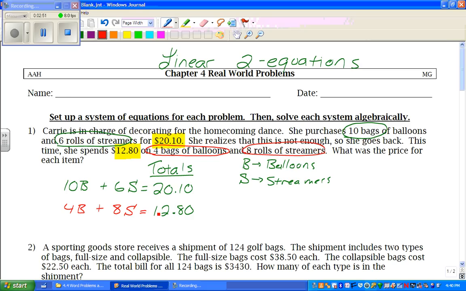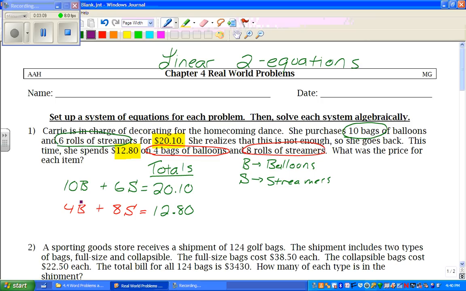I don't care how you solve it. You can solve it through substitution. You can do elimination. I personally think elimination is going to be a little bit easier. So I'm going to try to get opposites. For 4 and 10, the closest I can get these are 20. For 6 and 8, the closest I can get these are 24.